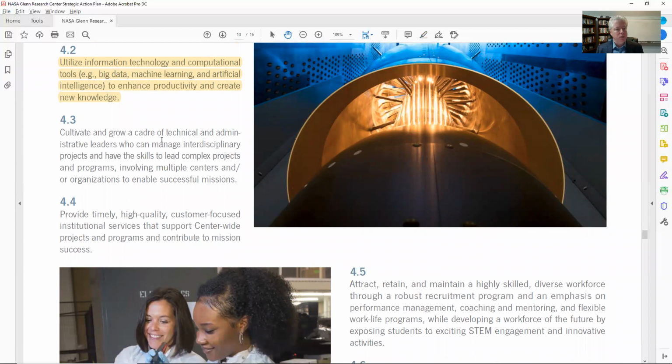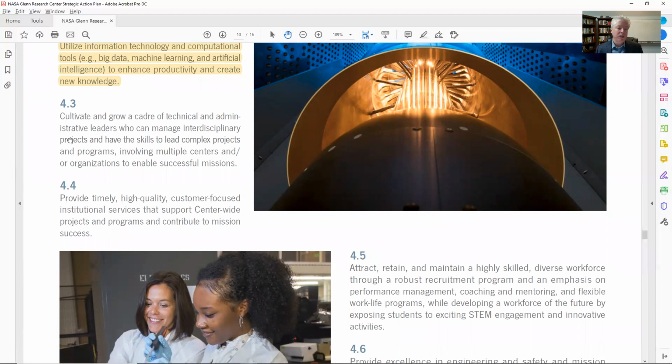Cultivate and grow a cadre of technical and administrative leaders. So this is an internal goal or objective, people who can manage projects and have skills to lead complex things involving multiple centers. So this is not my customer, but this is definitely some of the people I've worked with before who are on the training side. You might not be able to obviously be the civilian workforce, but you can help train up the civilian workforce to fit this goal. So you might come in and say, hey, we can do 4.3.